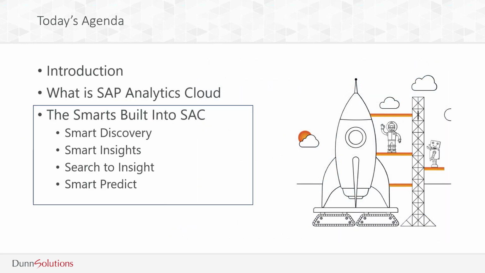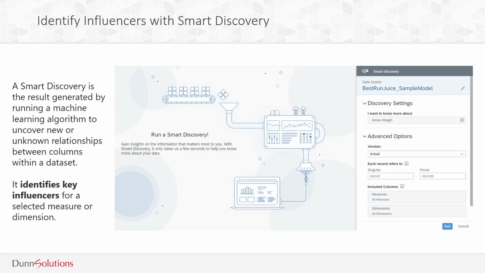So let's get into the smarts built into SAC, and we're going to start with Smart Discovery. Smart Discovery identifies the key influencers to a selected measure or dimension. To run a Smart Discovery, select the data model, which contains your data, and choose the dimension or measure that you're interested in exploring. Key influencers are measures and dimensions that influence results.